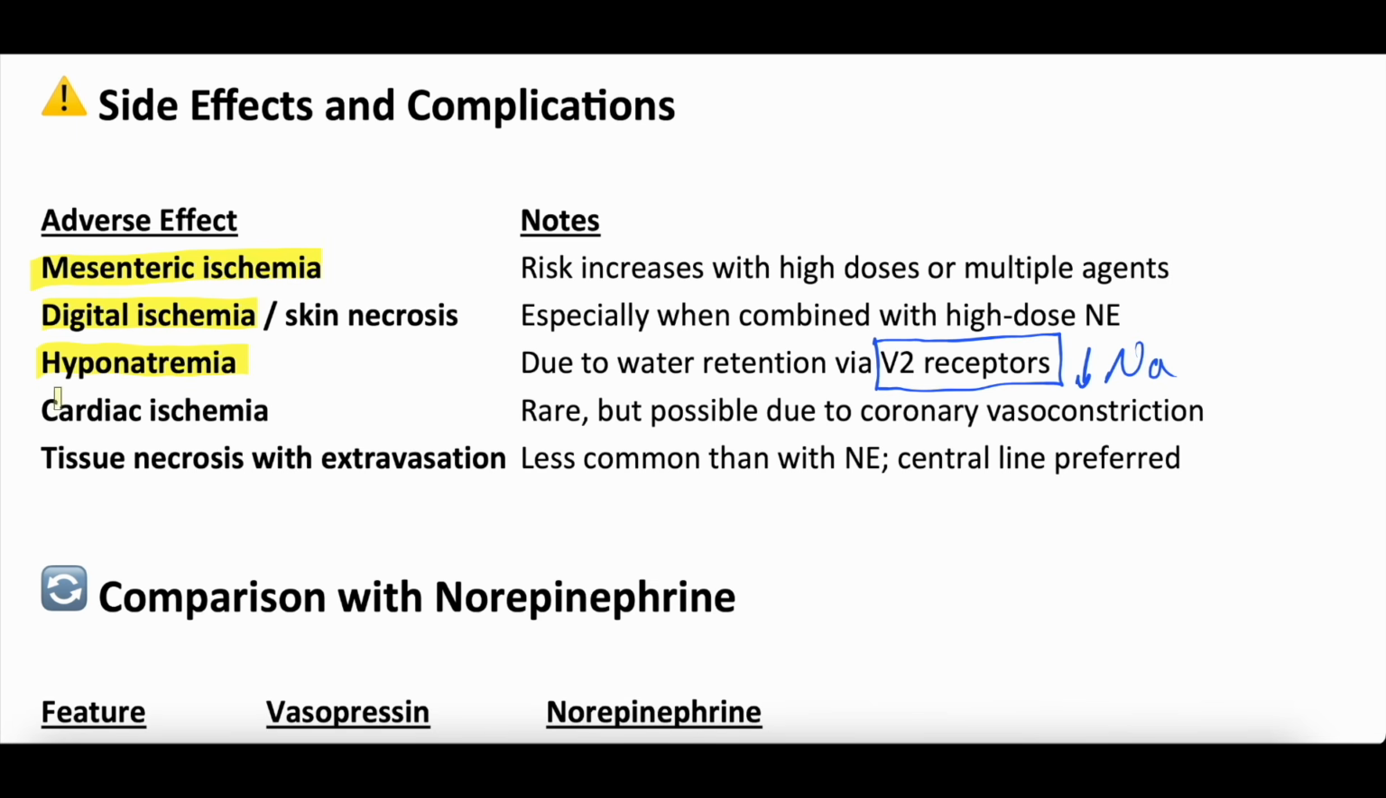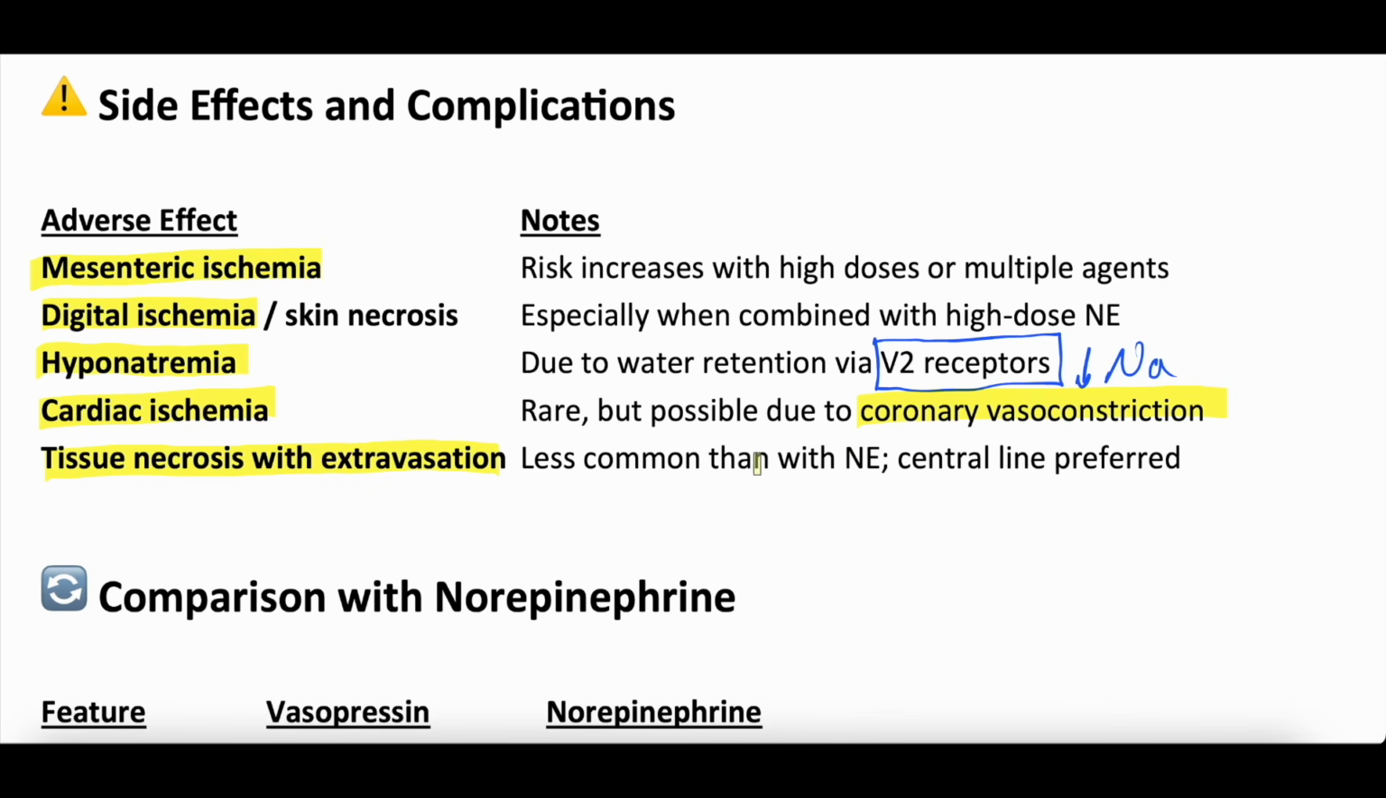Some patients, this is very rare, but it can cause coronary vasoconstriction. That can lead to cardiac ischemia, but that's not something we often think much about. And then if it extravasates, so if you use a peripheral IV and it gets out of that peripheral IV into the skin and extravasates, it can cause tissue necrosis.